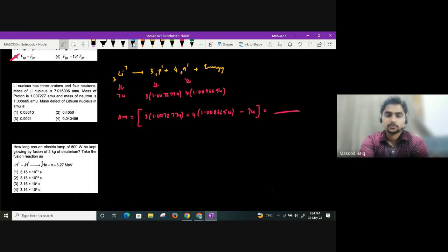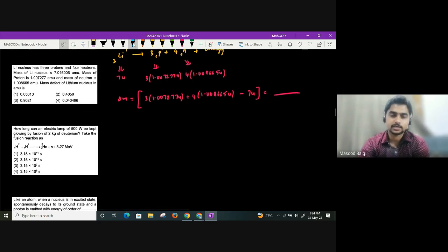The next case, if you see, how long can an electric lamp of 500 watt be kept glowing by the fusion of 2 kg of deuterium? You see, 4 grams of deuterium or 4U of deuterium. From 4U, how much energy are we obtaining, beta?